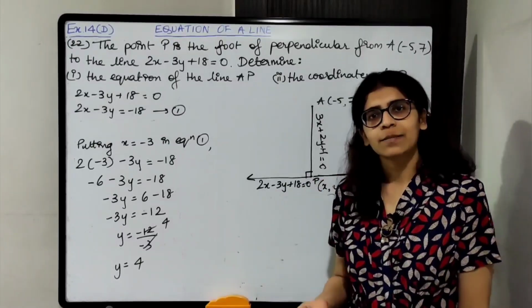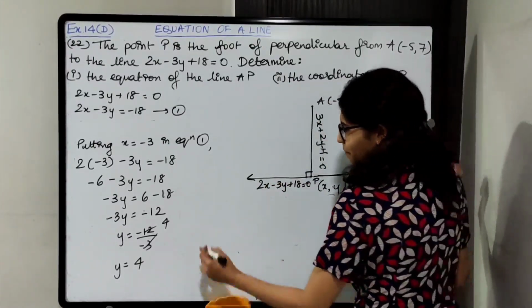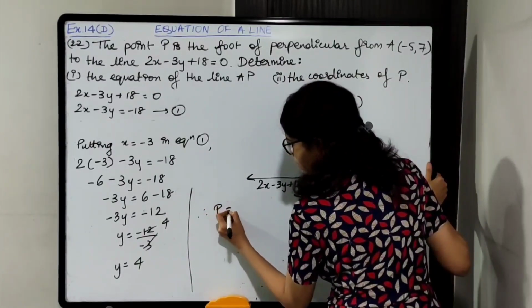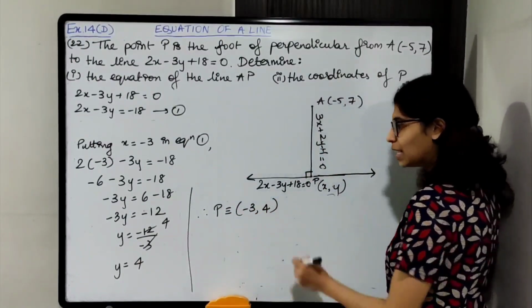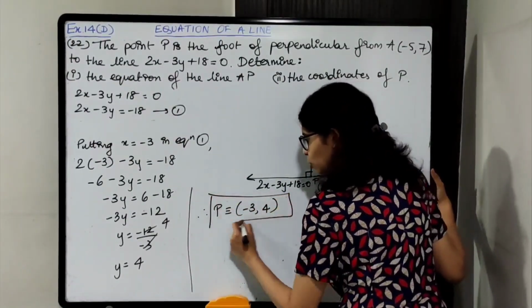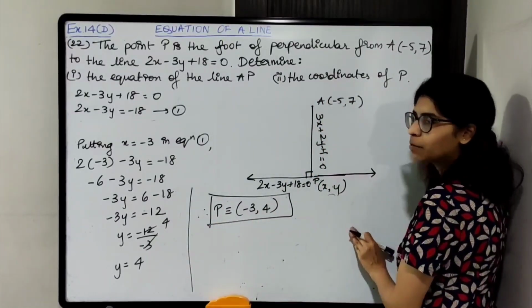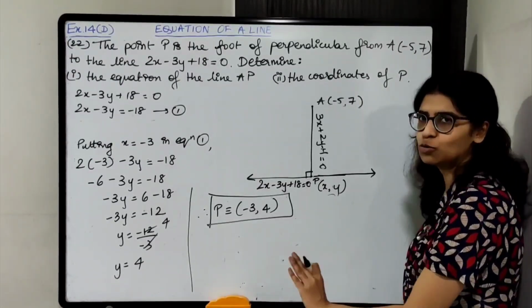Okay. We got x as minus 3 and y as 4. So we got the coordinates of P. Therefore, P is minus 3, 4. Write this, box कर दो. Write down the final statement. The coordinates of P are minus 3, 4. Okay. I'm not writing the final statement. Do write the statement.